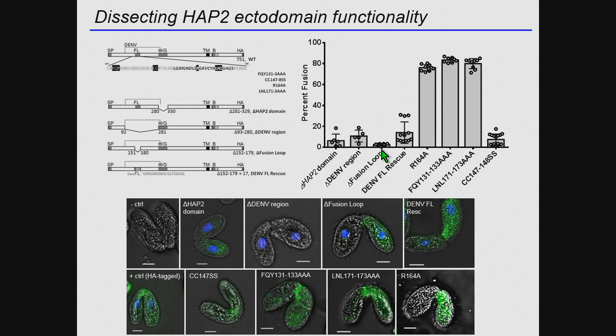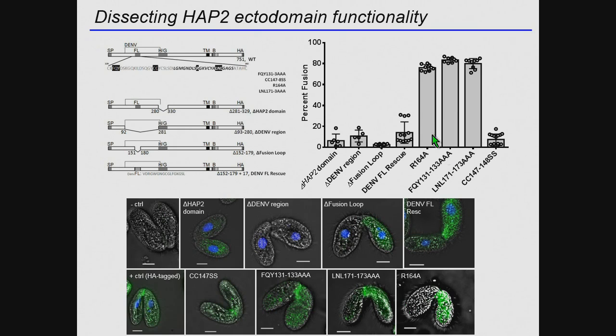And if you knock out the fusion loop, importantly, you don't see any fusion in these mating cells. But replacing the HAP2 fusion loop with the dengue viral fusion loop also doesn't rescue. So there's a difference between these fusion loop structures. And then we made some targeted mutations around the fusion loop in different amino acids that were conserved, and probably didn't hit the right ones because these all could fuse. But these cysteines here are predicted, at least from our predicted structures, to be part of a disulfide bond stabilizing the loop, and those showed a complete lack of fusion as well.